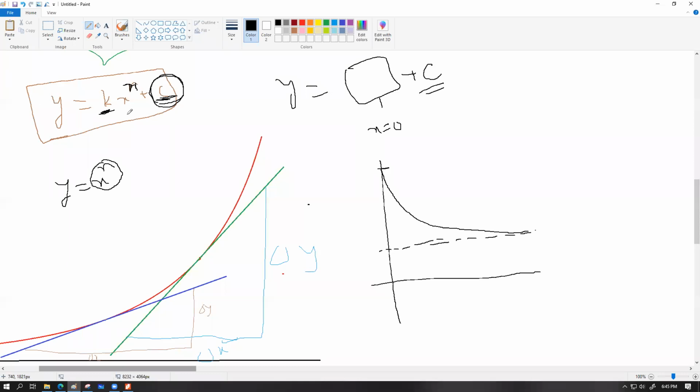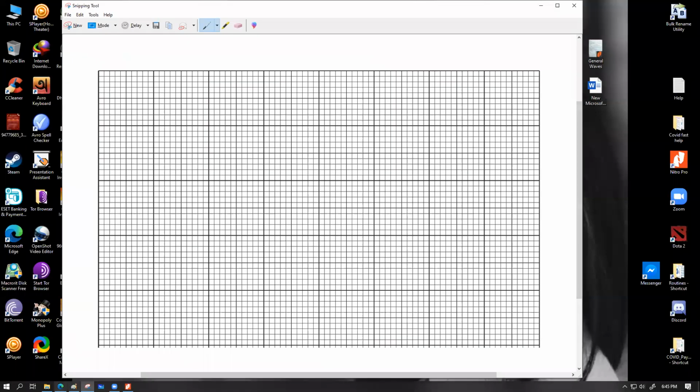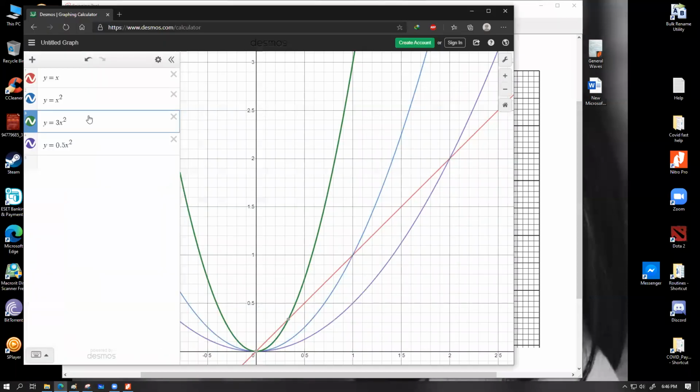Sir, what is K? K is the numerical multiplier that you can have in front of the x squared. For example, here it was 1, here it was 3, here it was 0.5. The multiplier of x squared, or coefficient, if that's a better word that you are acquainted with.